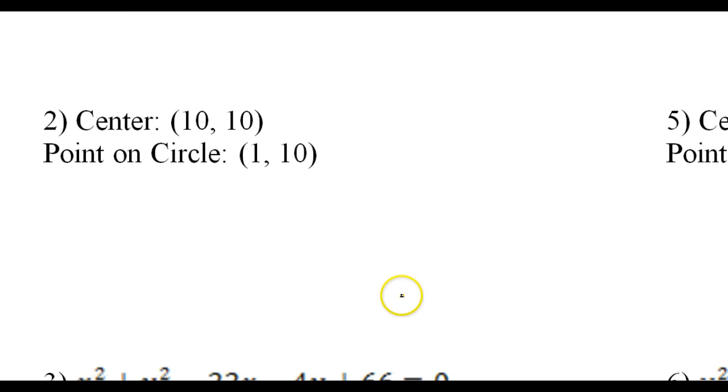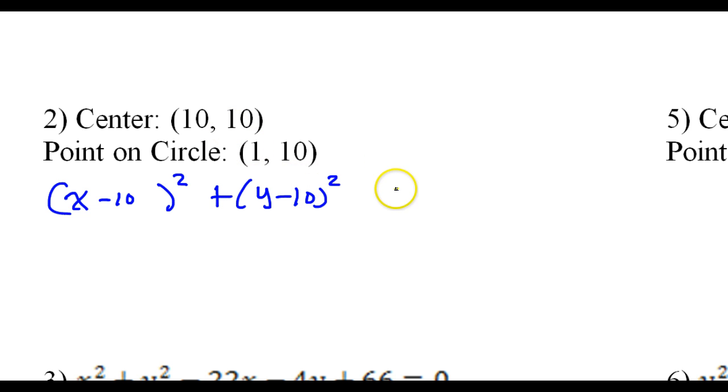All right. Now for number 2, we're not given the radius. We're given a point on the circle. But we can use that to find the radius. So if we start off by setting up the equation of the circle, then we have x minus 10 squared, and then we have y minus 10 squared, and that should equal the radius squared.